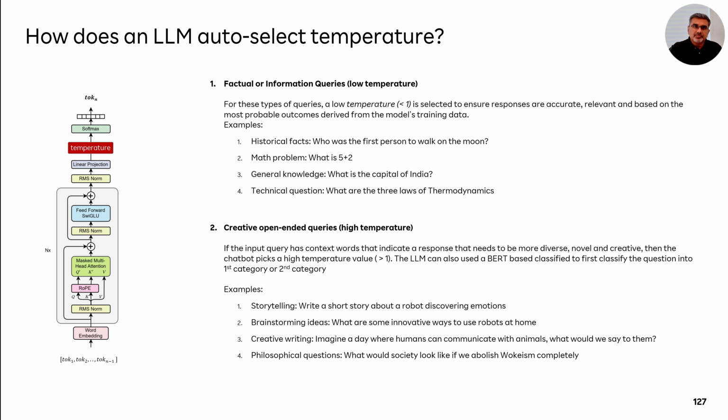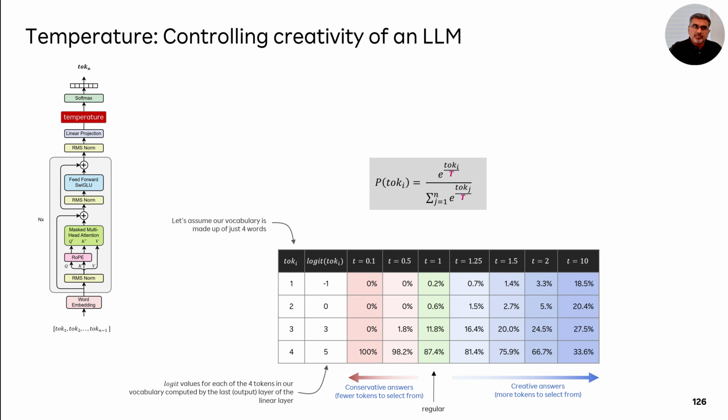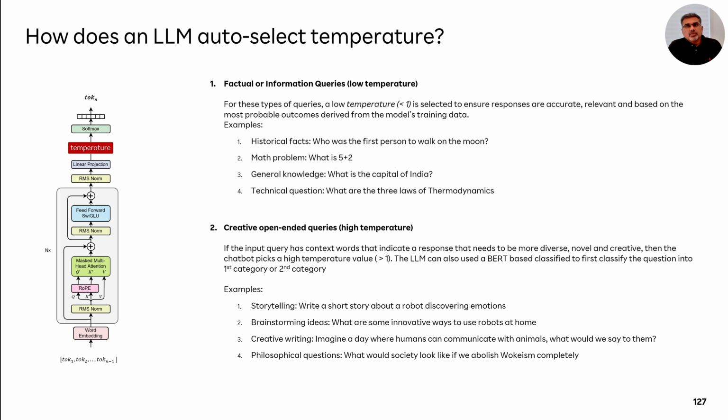Because when you're using ChatGPT, you don't say, "I want you to generate responses at this temperature." Actually, the chat application figures this out automatically. For example, when you ask it a question, it will classify the question. If the question being asked is factual in nature, like a historical fact, such as who is the first person to walk on the moon, a math problem like what is 5 plus 2, a general knowledge question like what is the capital of India, or a technical question like what are the 3 laws of thermodynamics.